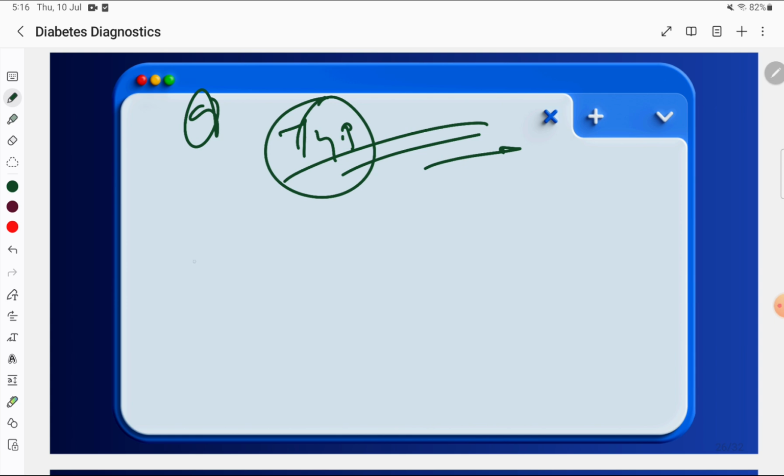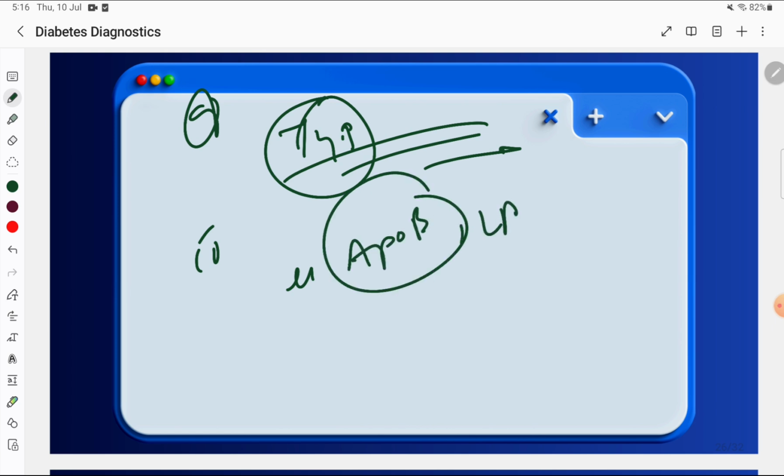The 10th test, my friends, is advanced lipid particle testing, which is, for example, ApoB, LDLP.